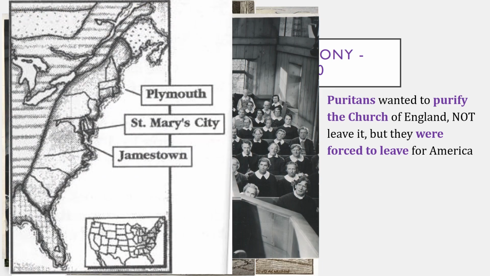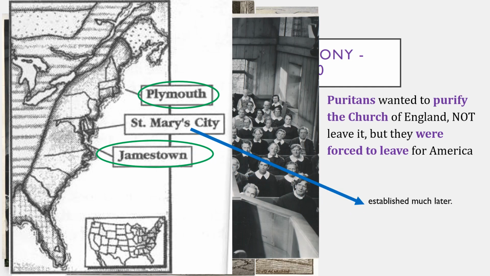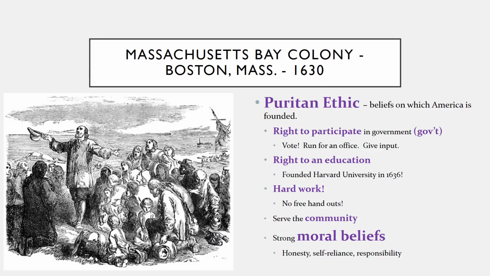So they knew about the colonies that had already been established in North America, like Jamestown and Plymouth, which at this point in time were doing quite well. That's why they came to the New World.